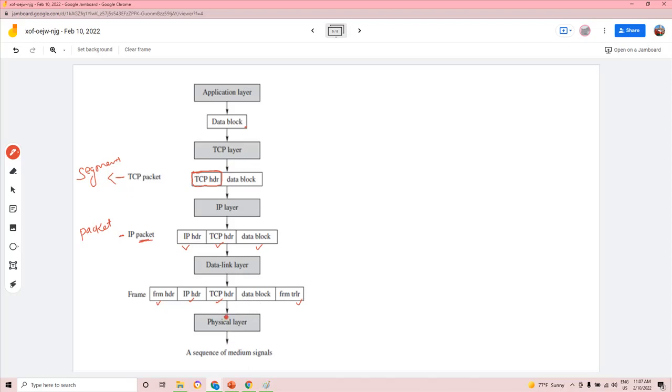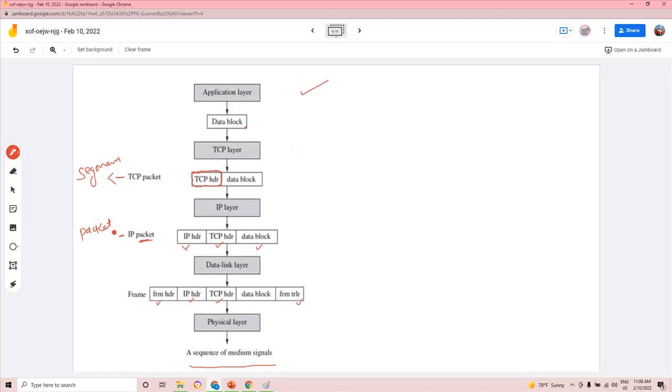Now this will be sent to the physical layer. The physical layer converts this frame into a sequence of media signals. For example, wireless means it will be transmitted as radio waves. Or if it is sent through an Ethernet cable, it will be converted into binary bits. It depends on a wired or wireless connection. So this is very important. I hope you understand this.